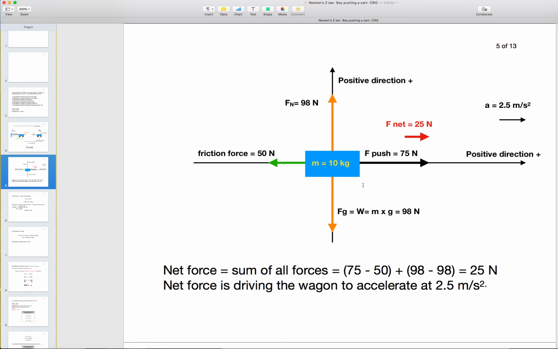This one is the free body diagram of the wagon. I like it because it shows why the net force is 25, because the weight and the normal force are opposite to each other and they cancel each other. They're the same value, opposite directions. And then along the x-axis here, you have plus 75 minus 50, so that gives you a net force of 25. So this and this is 0, and this gives 25. Okay, that's all.